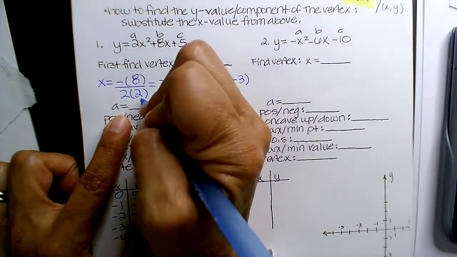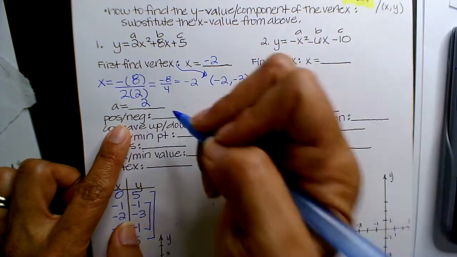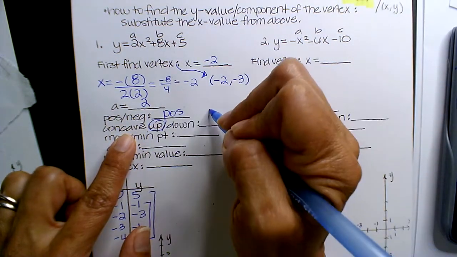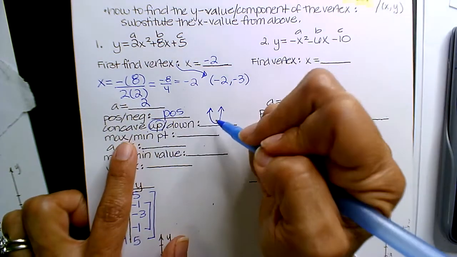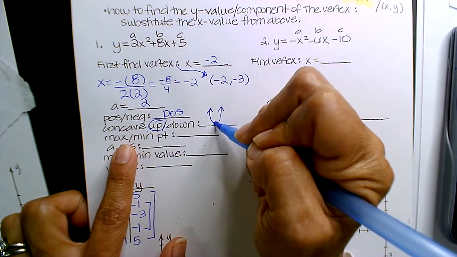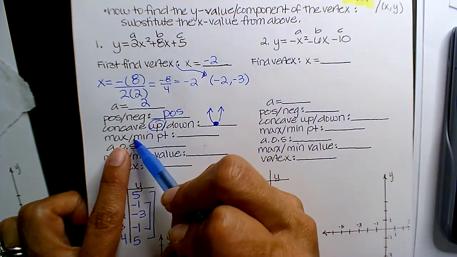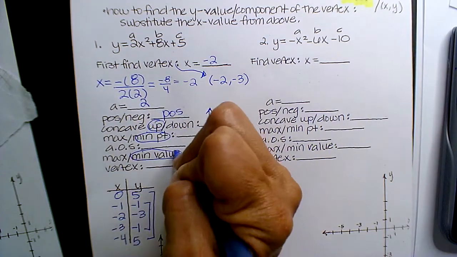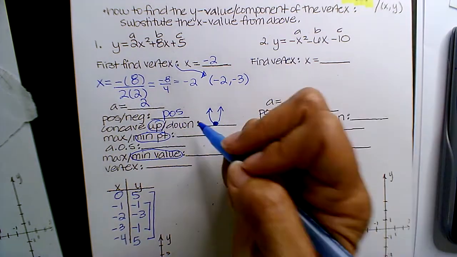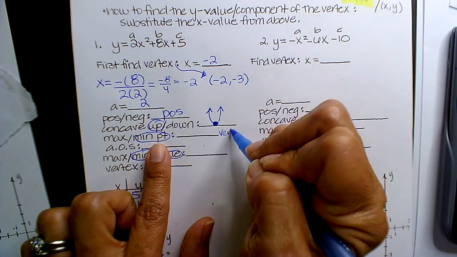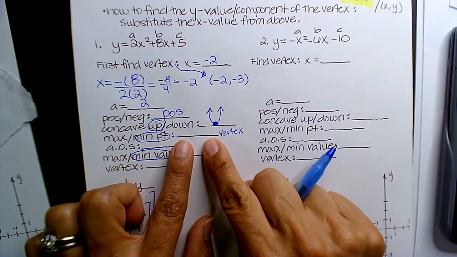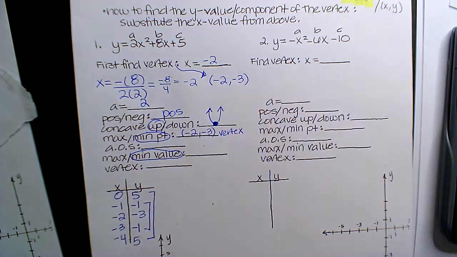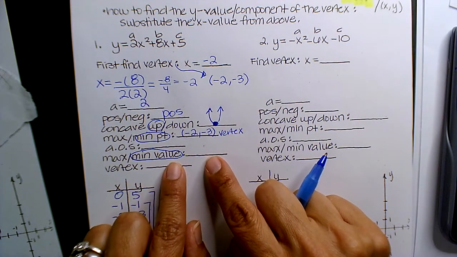All right, what's your a value here? 2. Is that number positive or negative? Positive. So is it concave up or down? Up. So it's going to look like this. Your vertex means that it's this point here. So is it a max or min? Min, very good. The minimum point is always the vertex. So what do I write here? -2, -3. Perfect.